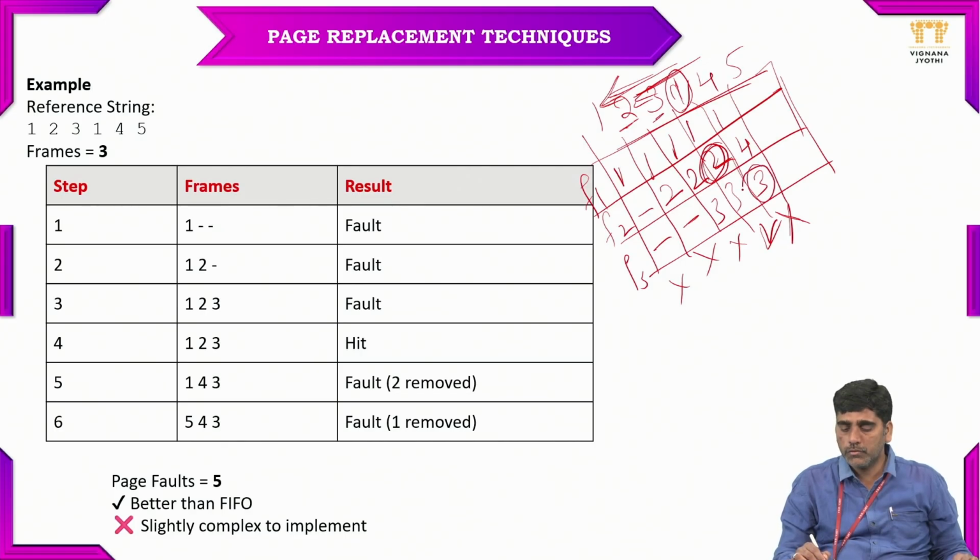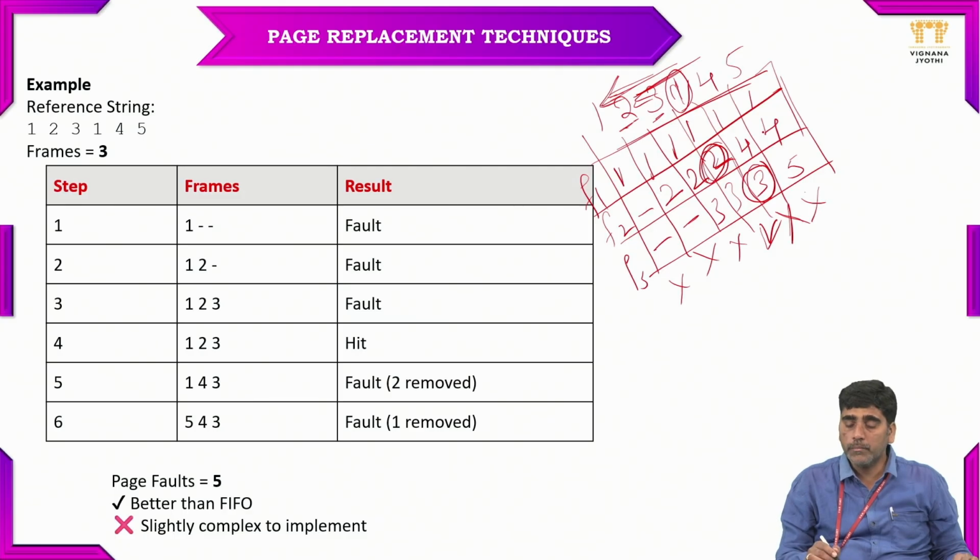So remove this 3 page. 1, 4, 5. We can say that the page is loaded. So we can replace this page, and the page fault occurs.